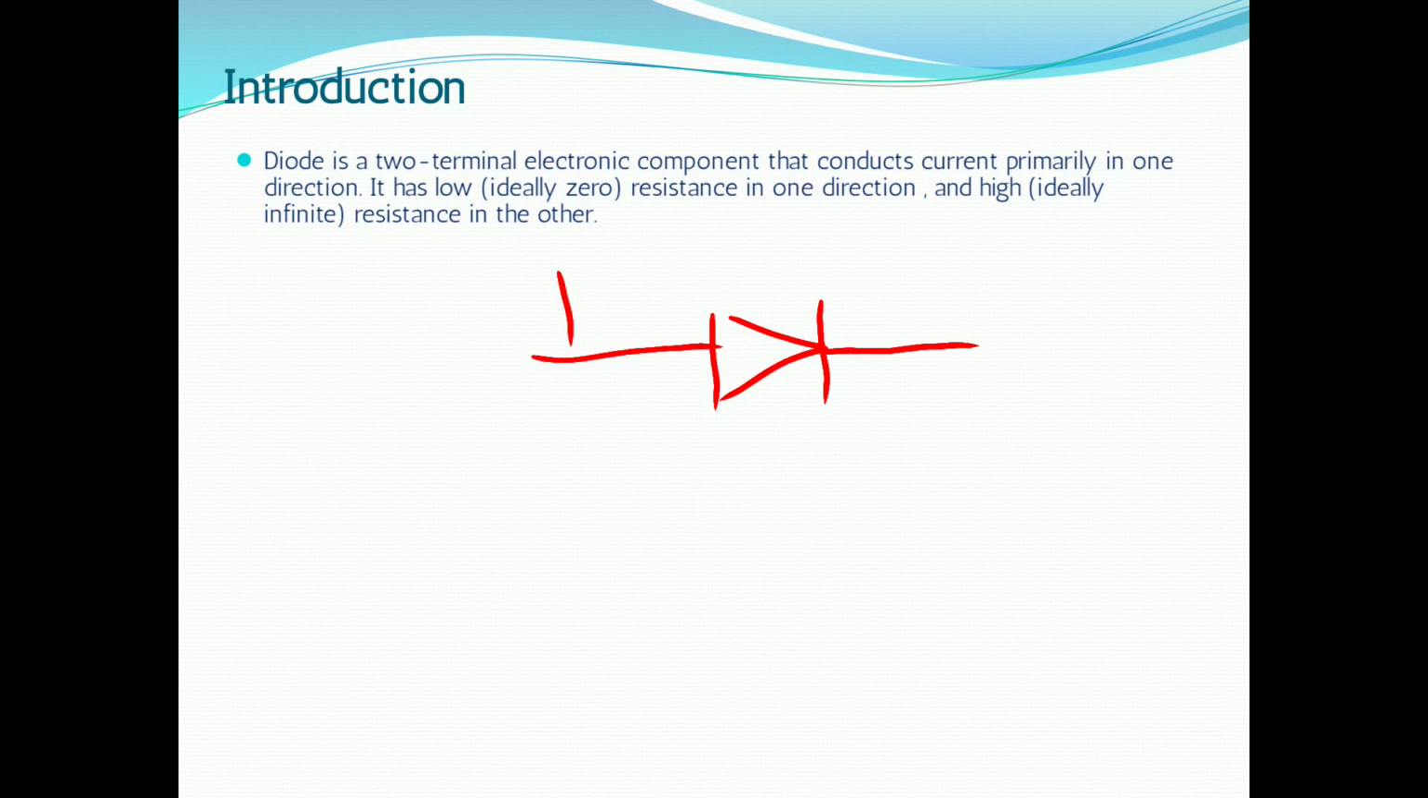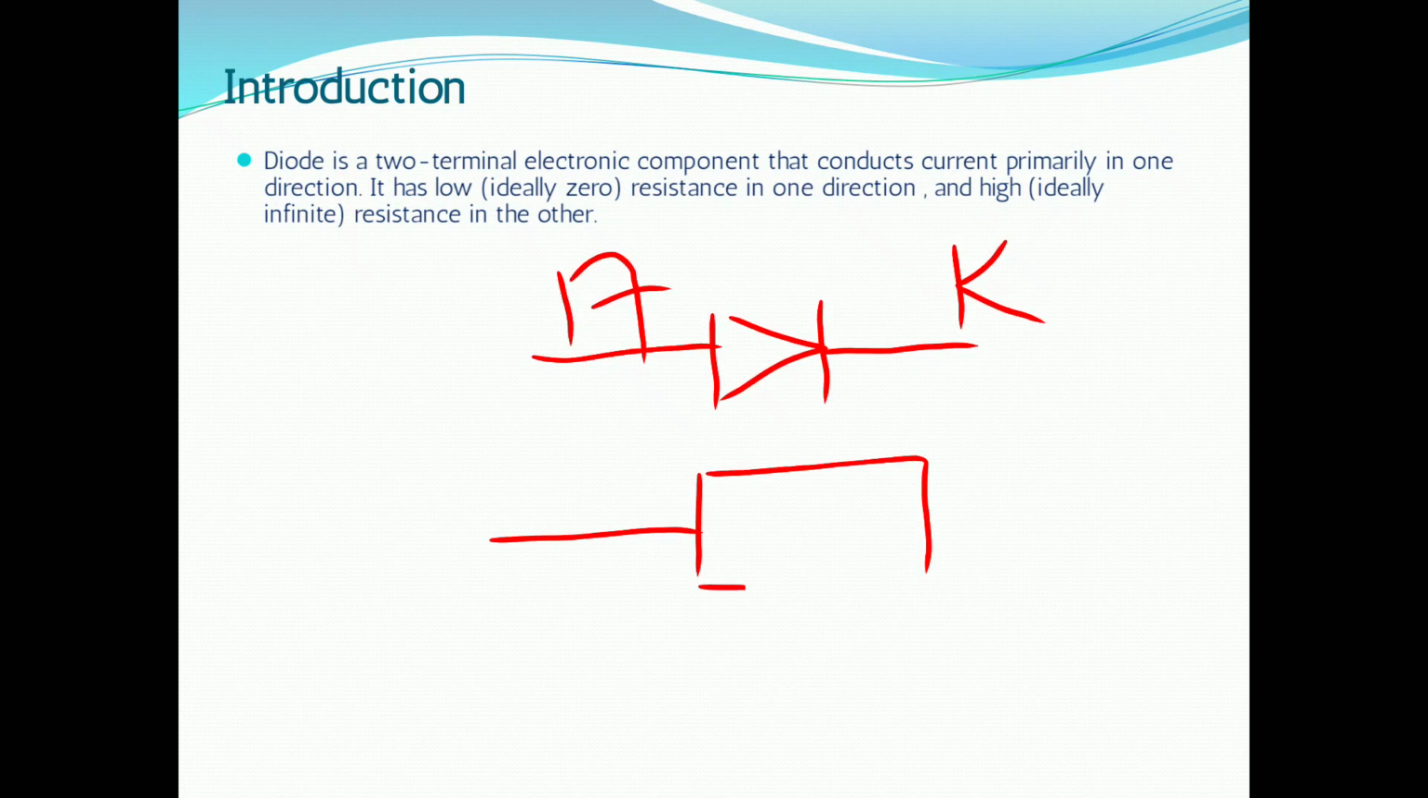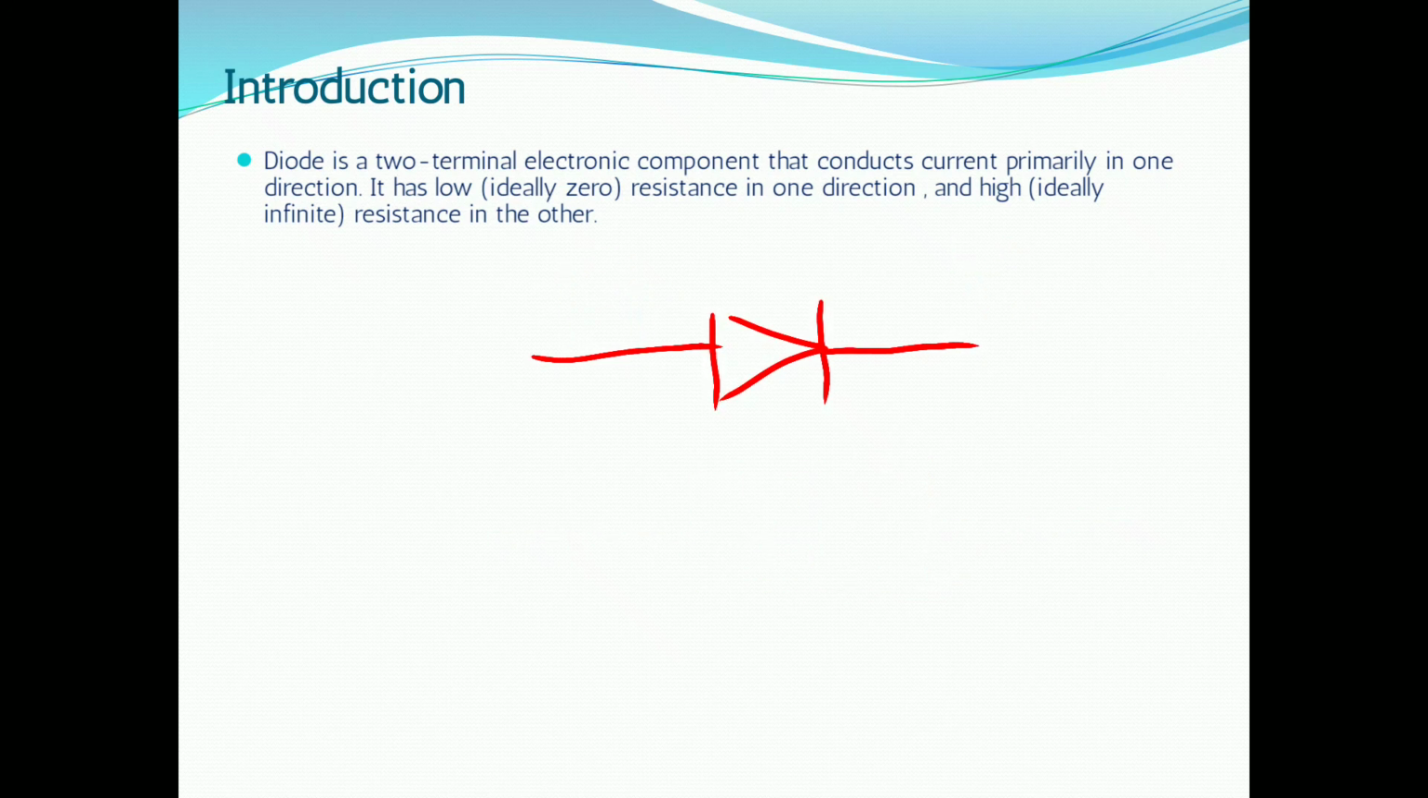This is anode and this is cathode. This is the circuit symbol of diode, and this is the construction symbol, we can say, of diode, where this is the P region, P-type semiconductor, and this is N-type semiconductor. These details we are going to see in detail in the next lecture. Here we are going to see only the introductory part.